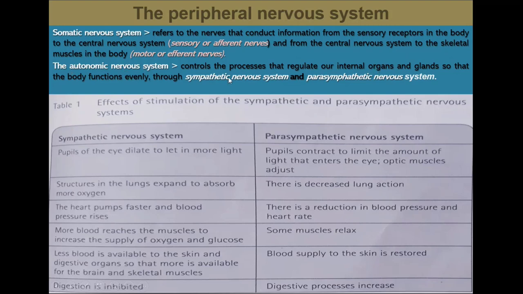The autonomic nervous system controls the process that regulates our internal organs and glands, so that the body functions evenly through the sympathetic nervous system and parasympathetic nervous system. Why organs? Why glands? We're discussing the brain, the neurons, and the spinal cord. Suddenly, organs. Why organs?